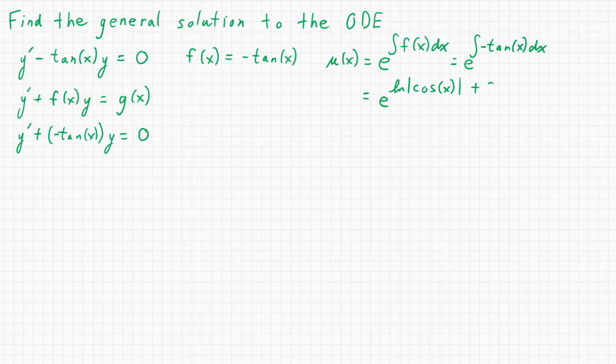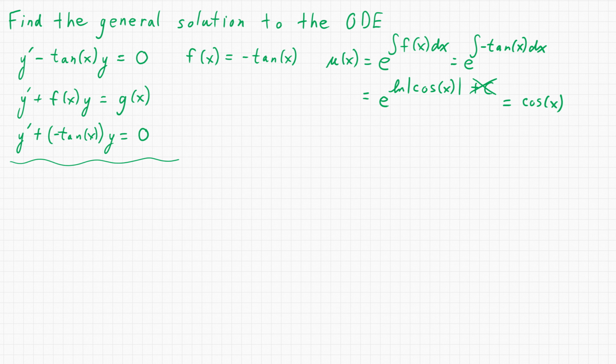Again, we do have a plus c on the indefinite integral. We can essentially drop that. We're also going to drop the absolute values. So this thing is going to end up being just cosine of x, and that was explained in the last problem, why we can do that. So supposedly this is our integrating factor, cosine of x.